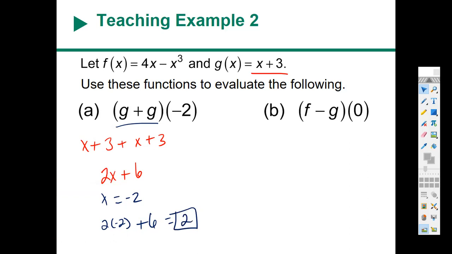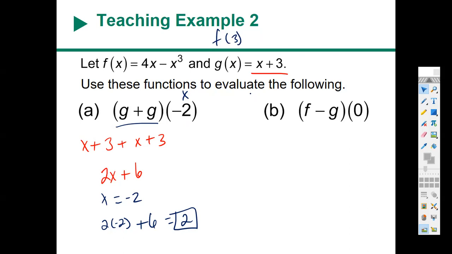Wait, why are you saying equal to a negative? This is function notation. So with function notation, you're saying, here's the function operation. This is what x equals. So what was our operation that it wanted us to do? Add them together. After we added them together, what did it want us to do? Substitute x equals -2. If this said f of 3, what would you tell me to do?